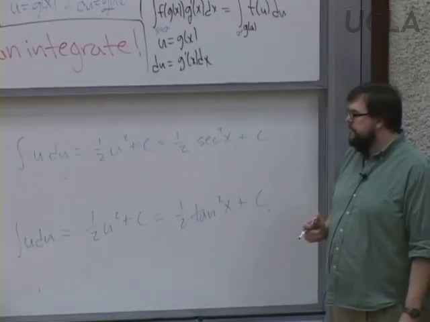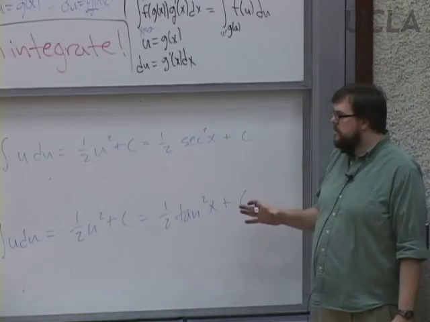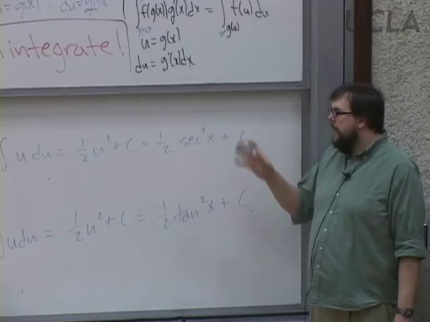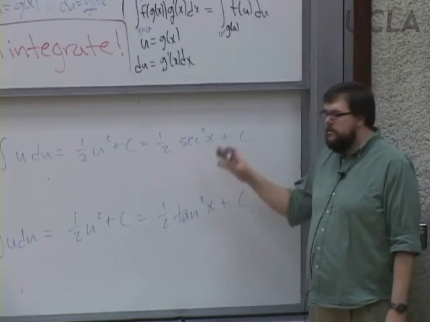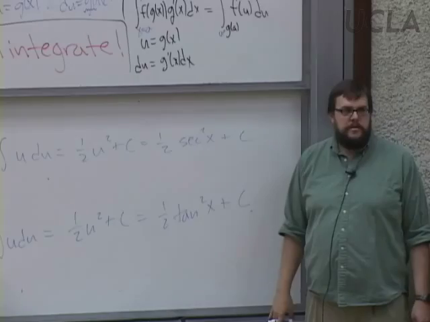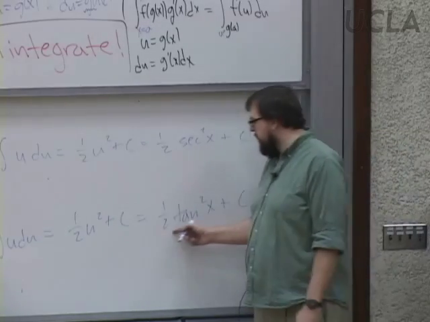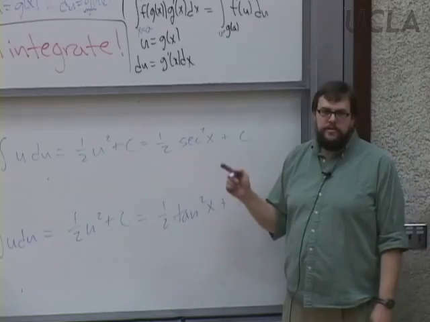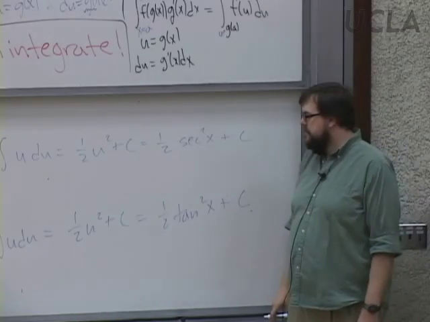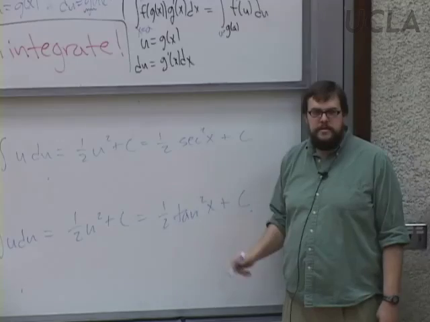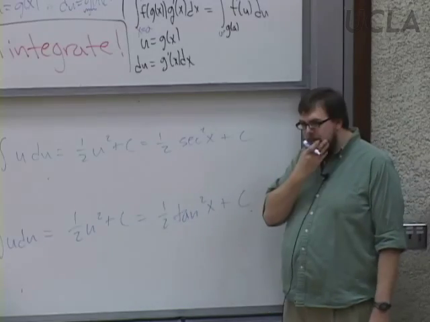Now, you might stop for a second and say, wait a second, hold on. You did this antiderivative, but you got two different answers. You did it one way, you got a half secant squared. And you did it another way, and you got a half tangent squared. Wait, which one of these is right? Because they don't match. Or do they?